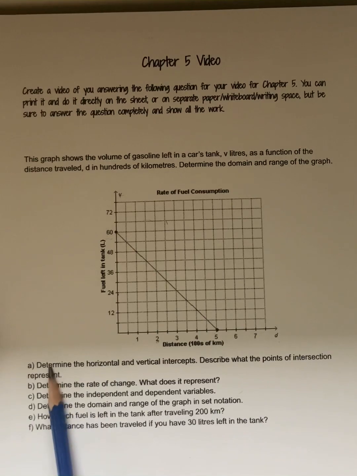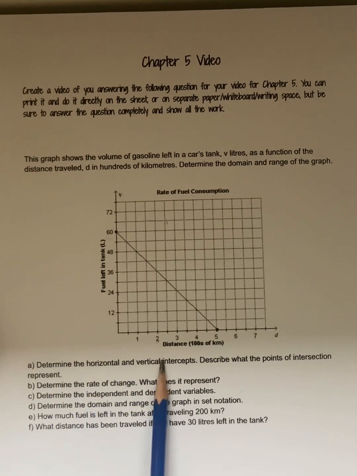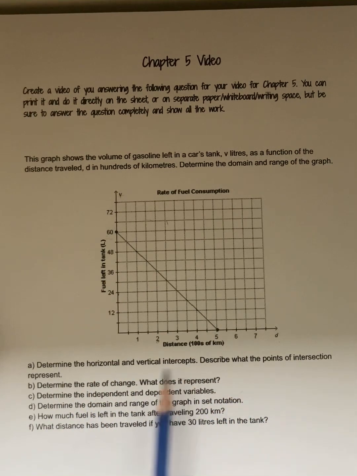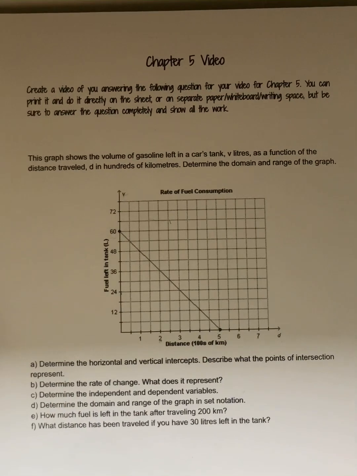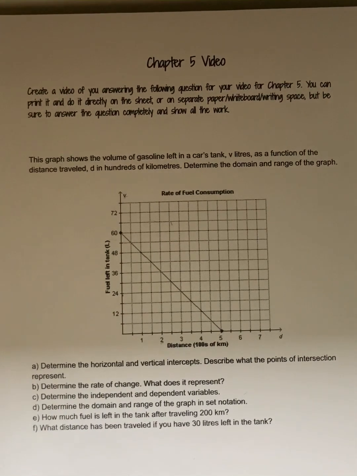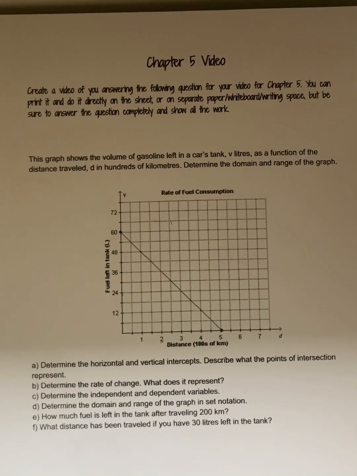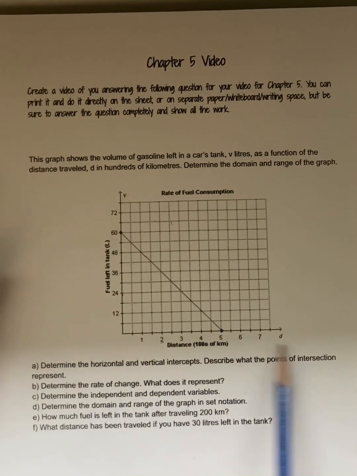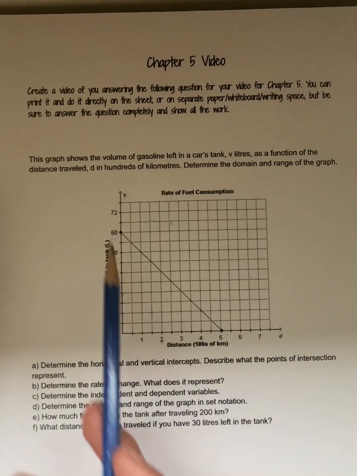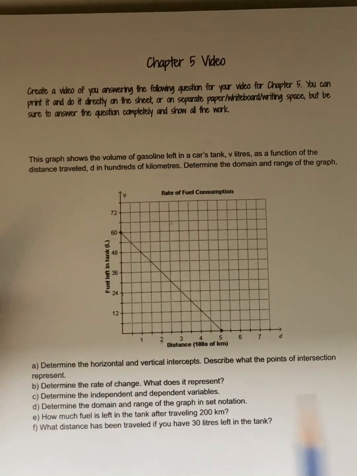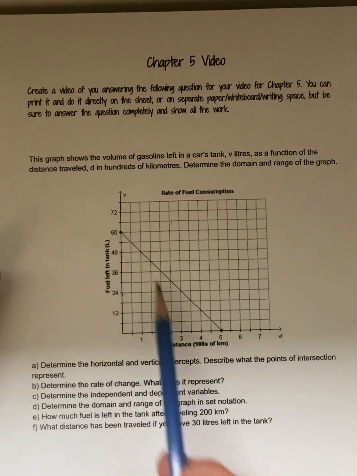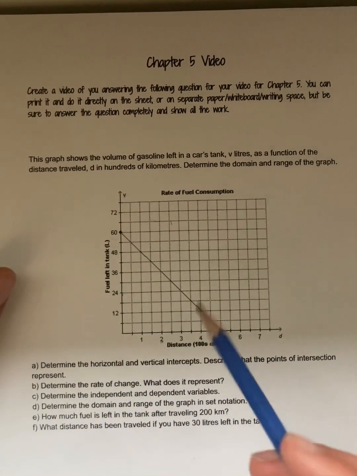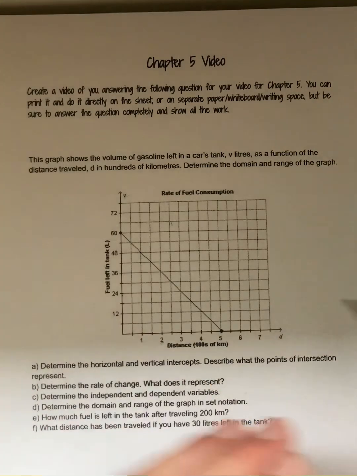Now, question A is asking us, determine the horizontal and vertical intercepts. Describe what the points of intersection represent. It's just asking at what point, because these are the axes, right? This is the horizontal axis. This is the vertical axis. So at what point does this line cross or intercept the axes?